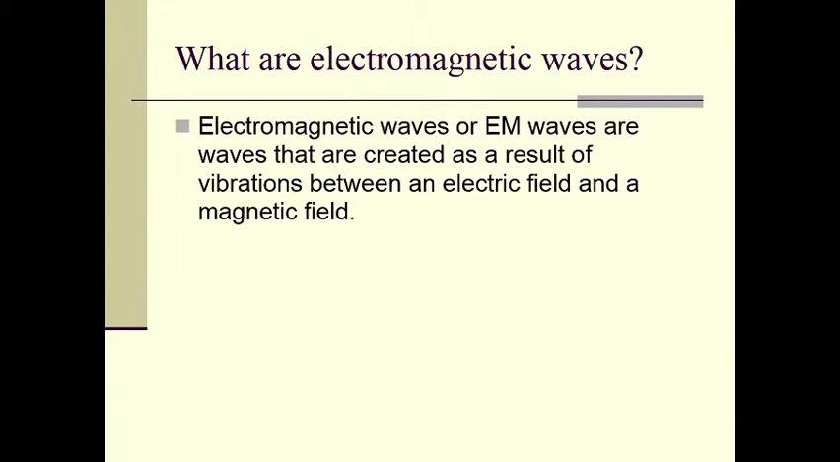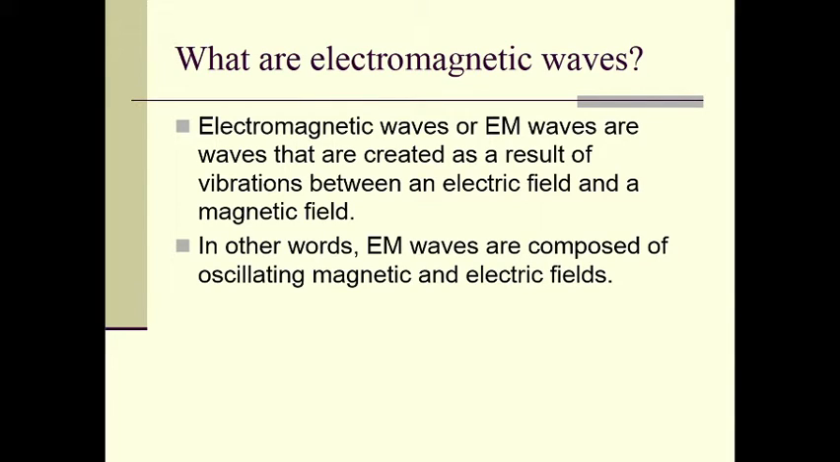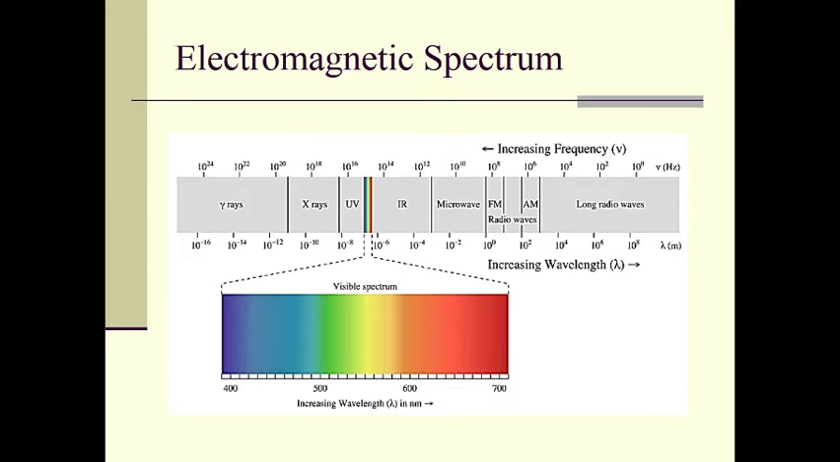We know electromagnetic waves are waves that are created as a result of vibrations between an electric field and a magnetic field, right? In other words, electromagnetic waves are composed of oscillating magnetic and electric fields. So this is a typical electromagnetic spectrum, and inside we have different waves arranged with increasing wavelength or increasing frequency, right?